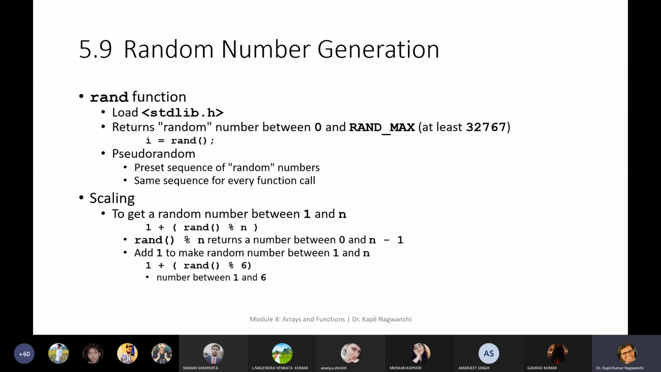Pseudo random present sequence of random numbers, some sequence for every function call, scaling to get a random number between 1 to n: 1 plus random mod n. Okay, whatever number is given, it will give you a pseudo random number. Pseudo random is not actual random. It gives certain repetition. Random % n takes any number between 0 to n minus 1. Add 1 to make a random number between 1 to n.